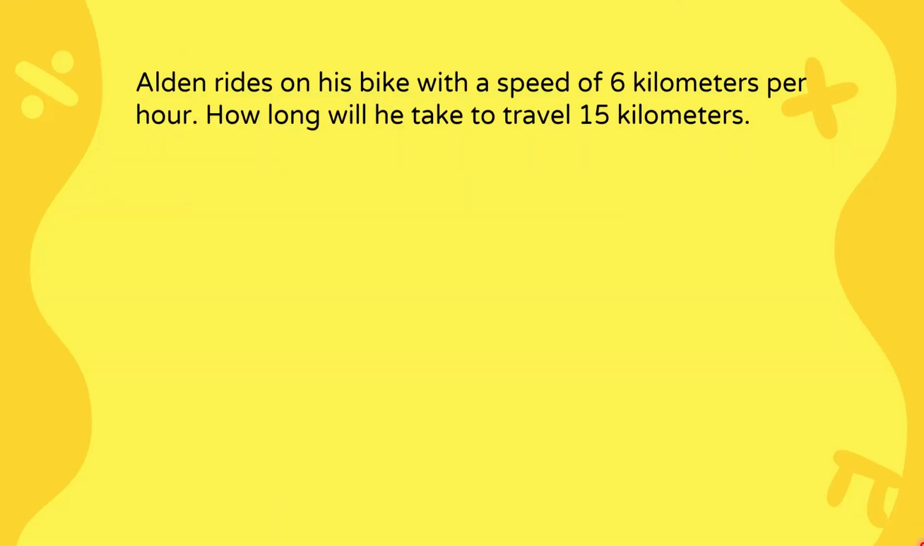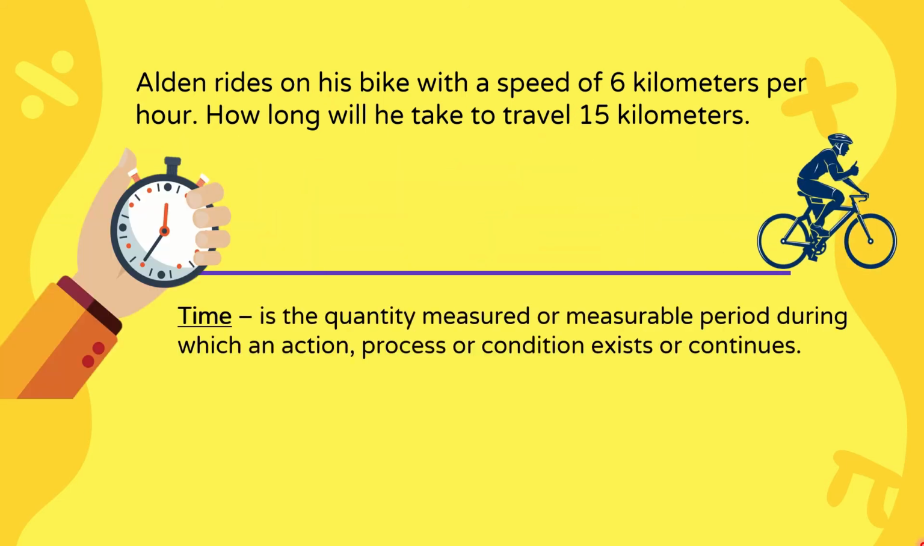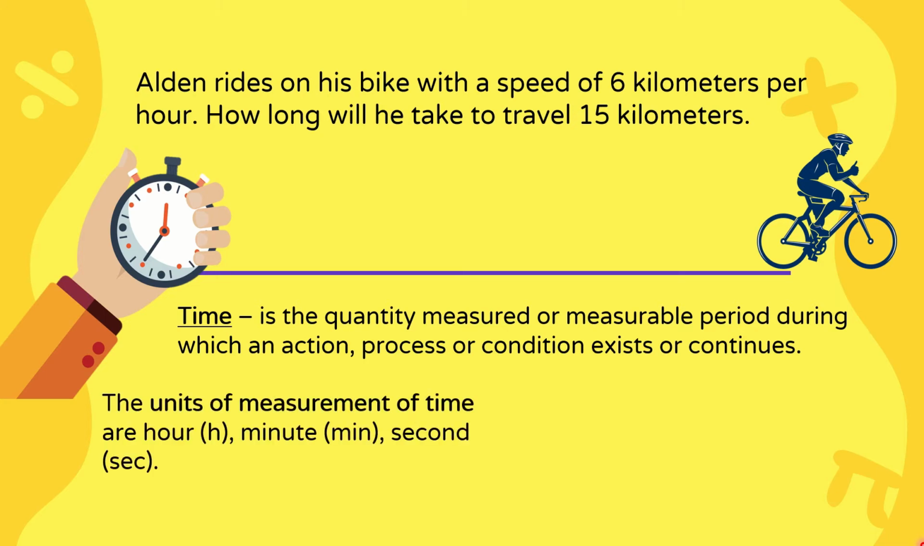Alden rides on his bike with a speed of 8 kilometers per hour. How long will he take to travel 15 kilometers? So this time, we are going to find the time. When we say time, it is the quantity measured or measurable period during which an action, process, or condition exists or continues. So the units of measurement of time are hour, minute, and second.